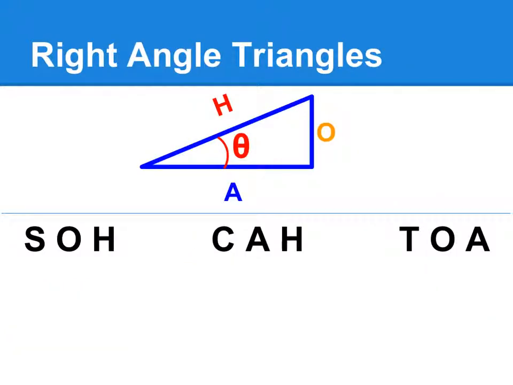So here it is, right angle triangles. We're going to focus on right angle triangles for a very specific reason you'll probably figure out later. But let me start off with this. The H stands for hypotenuse. The O stands for opposite. And the A stands for adjacent.